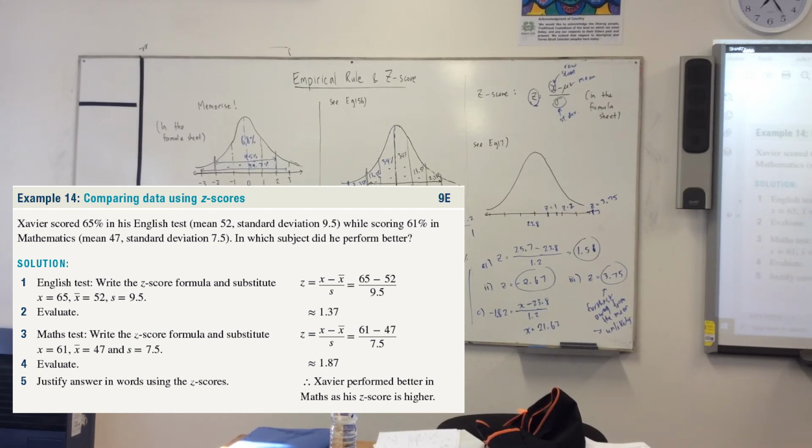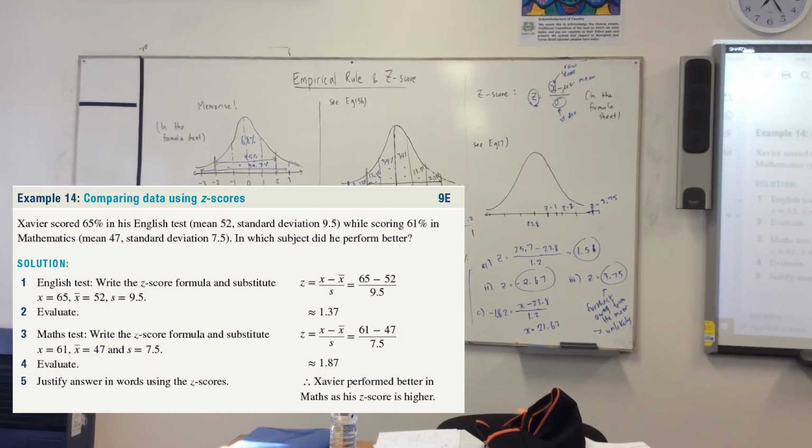If that's the actual score, that's the mean and standard deviation, plug it into the z-score formula. So for English, the z-score is 1.37. If you do the same thing for maths, because it has a different mean and standard deviation, obviously, for a different subject, the z-score is 1.87. So even though the mark in his English was higher, it doesn't mean he did better in English, because in comparison to the class, he did better in maths because his z-score is higher, which means it's further away from the mean, to the right, obviously.